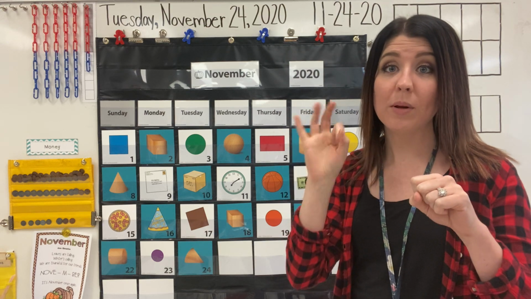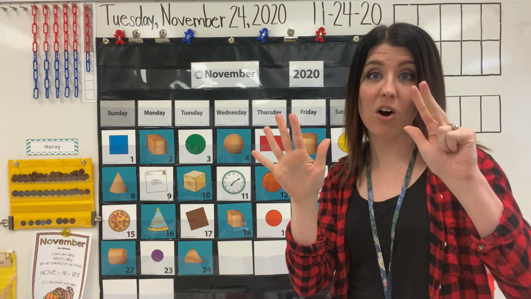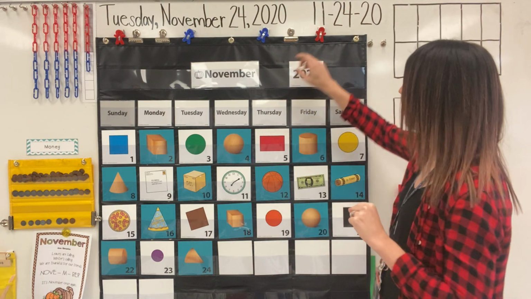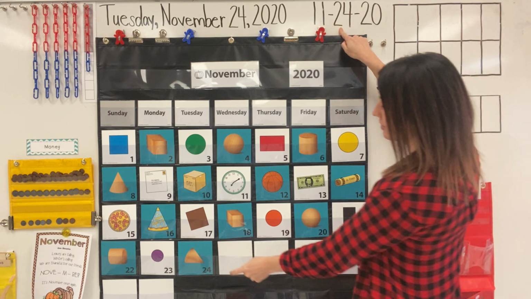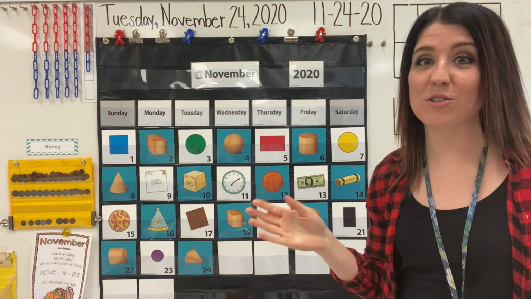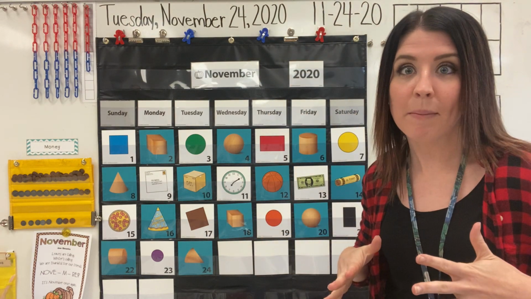January, February, March, and April, May, June, July, and August, September, October, November. It's the 11th month. We write 24 because it's the 24th day. And then we write 20 because it's 2020. That's the year. So we have month, day, year. Sorry, something fell and it made me jump.